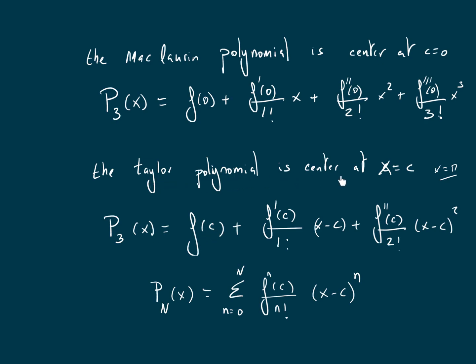So the third degree Taylor polynomial centered at z will be f of z plus f prime of z divided by 1 factorial multiplied by x minus z, plus f second of z divided by 2 factorial multiplied by x minus z squared, and the third degree will arrive to f third of z divided by 3 factorial x minus z cubed. I didn't write it down, sorry.